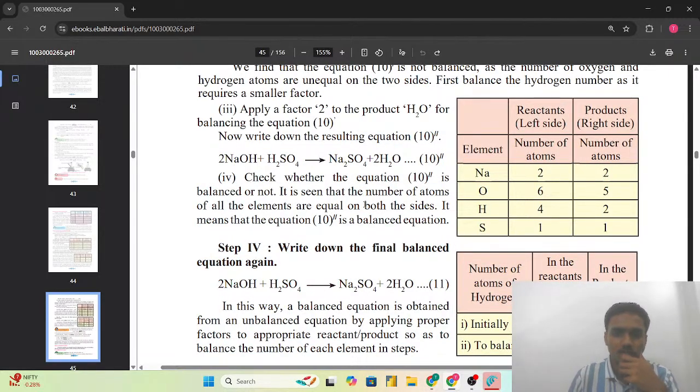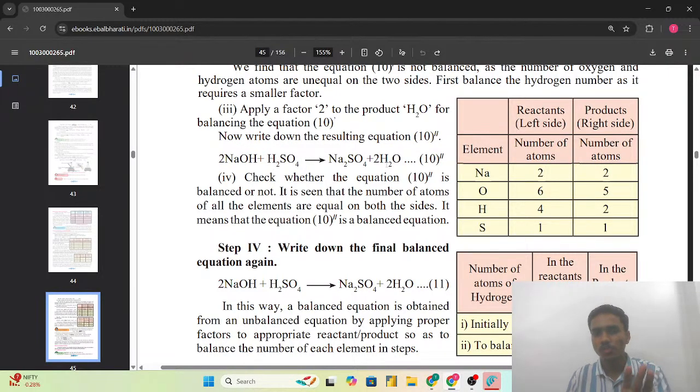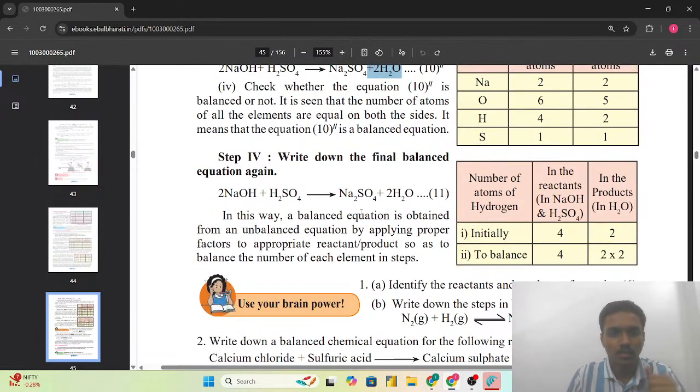Again, check whether the equation 10 double dash is balanced or not. Clearly it is seen that it is not balanced. नहीं, यहाँ पर देख सकते हैं कि हाइड्रोजन इज बैलेंस. हाइड्रोजन यहाँ पर दो और यहाँ पर दो, चार हाइड्रोजन हो गए, और यहाँ पर भी चार हाइड्रोजन हो गए. दैट मीन्स हाइड्रोजन इज कम्प्लीटली बैलेंस्ड इन द इक्वेशन.